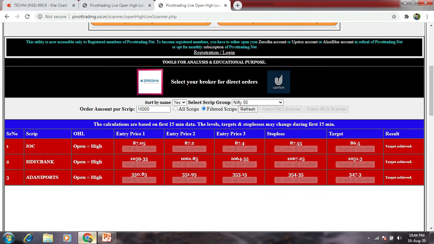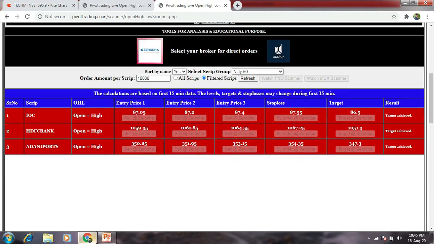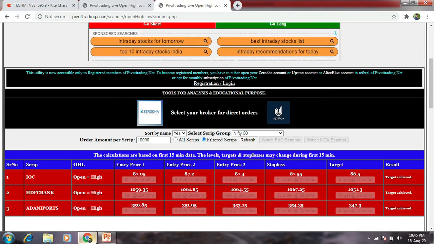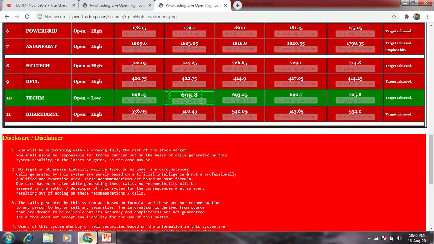There is a thumb rule. When Nifty 50 and Bank Nifty are 0.3% plus, you consider the market an uptrend. Similarly, when the market is minus 0.3%, we consider it a downtrend, and we select the open is equal to high stocks. When the market is in an uptrend, we go with the green stocks. This will be the second criteria.